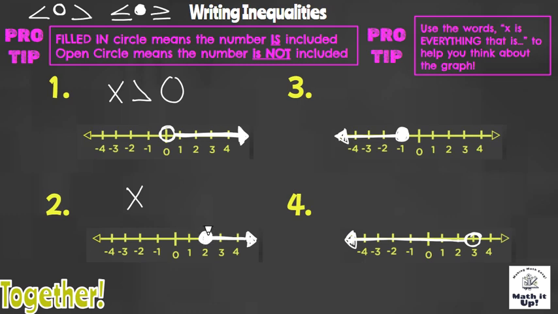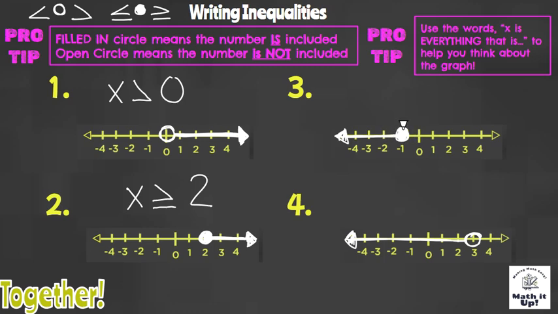So in this case, 2 is part of the answer. So I know immediately I have a filled in circle. I need to use that equal to part also. So X is everything that is equal to 2. That's what that filled in circle means, and greater. So greater than or equal to 2. So X is everything that is greater than or equal to 2.